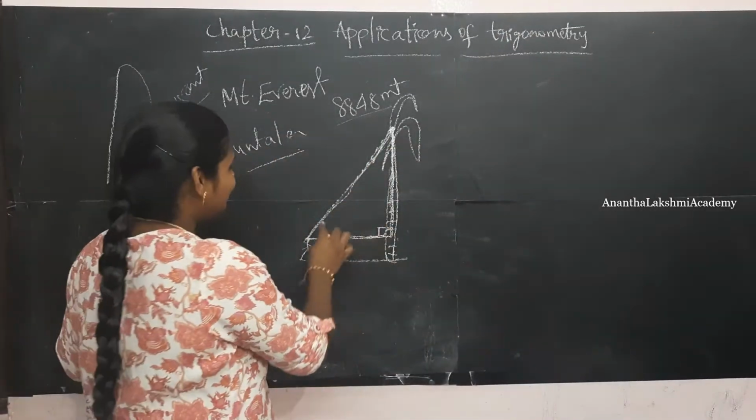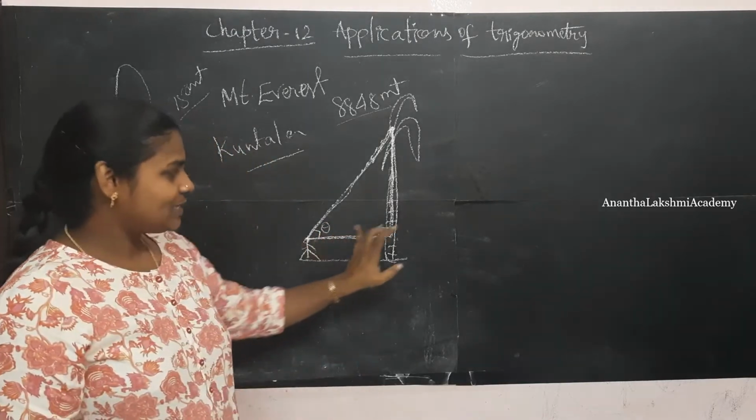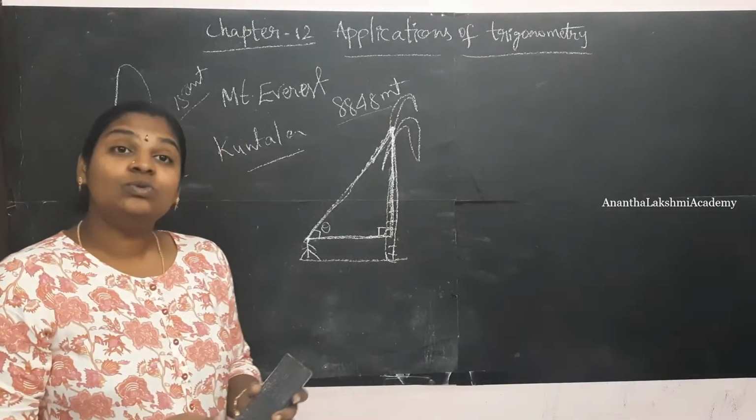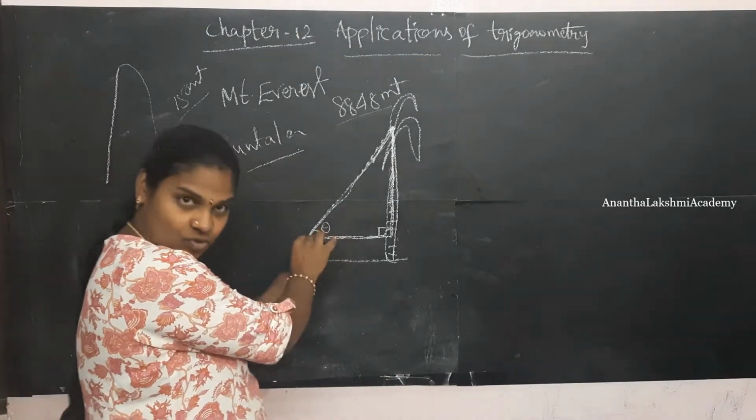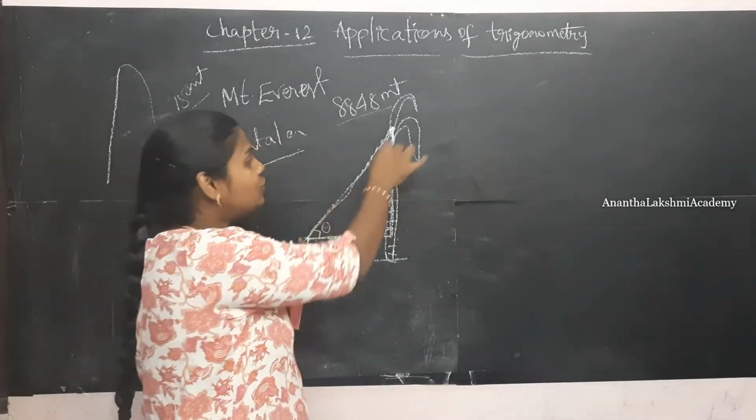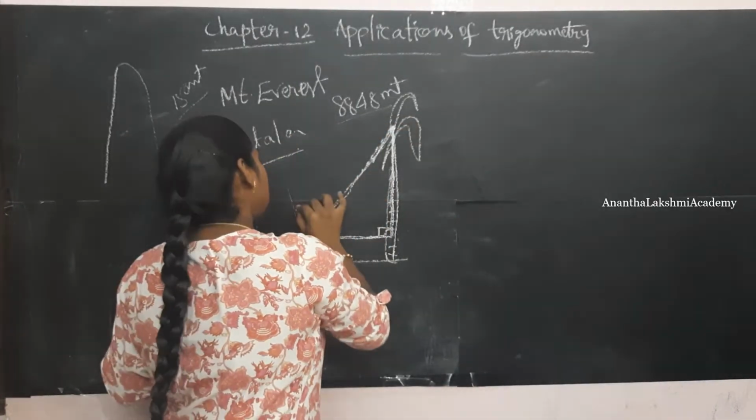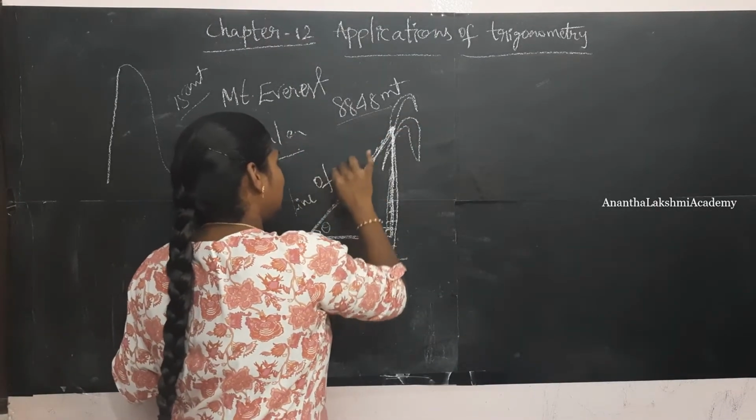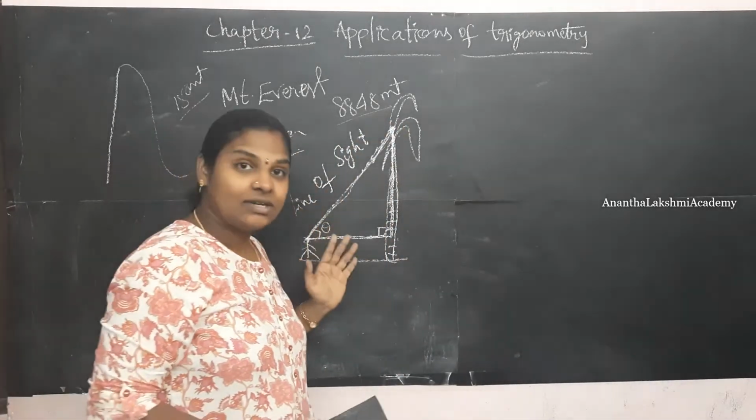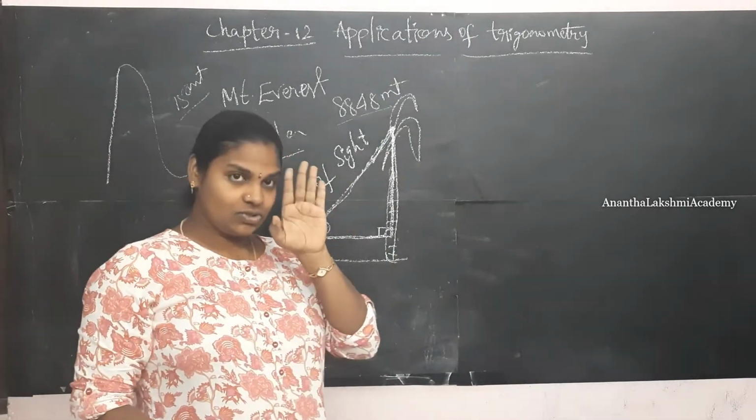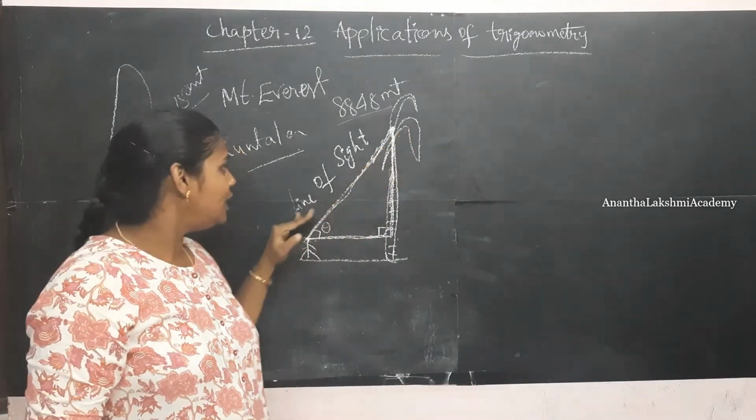From here, let me name this angle as theta, our favorite angle. This forms a right angle triangle. Let me tell you the terminology that is going to be used in this chapter. The line I have drawn from her eye to the topmost part of the tree is called the line of sight. What is she trying to do? She is trying to look at the tree through this line. So this is called the line of sight.